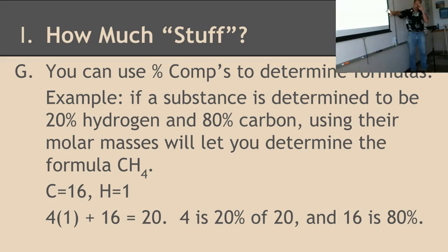Okay, so this is how you're going to actually use this in your math problems in chapters 9 and 10, is looking at a percent comp that's given to you and determining what is the structural formula of the substance. And so you'll have to play with the masses until they have that right relationship. 4 times 1 is 4, plus 16 is 20. 4 is 20% of 20, and 16 is 80% of 20. So I have a 20 and 80 relationship. Do you see how this happened?